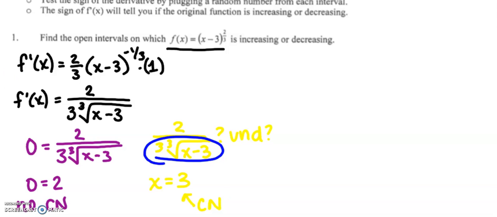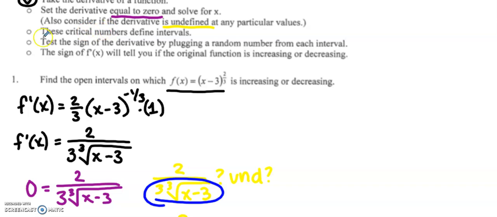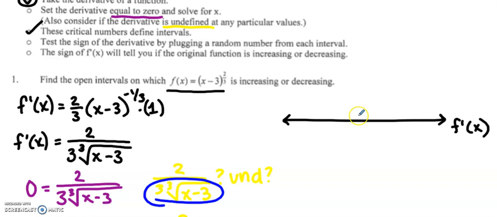Okay, so the next thing that we do then, according to our step-by-step checklist, these critical numbers define intervals. So on a number line, we're going to set up a number line and call that number line f prime of x. We're going to plot our critical number. Well, our critical number was x equals 3. What I've done then is I've created two intervals. I've created the interval from negative infinity to 3, and I've created the interval from 3 to infinity, right? I've chopped that number line at 3.